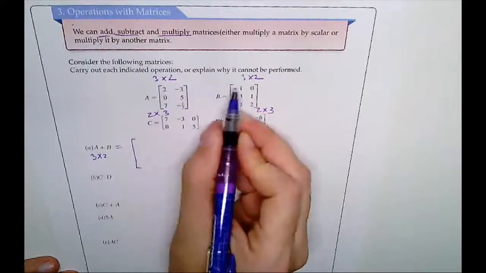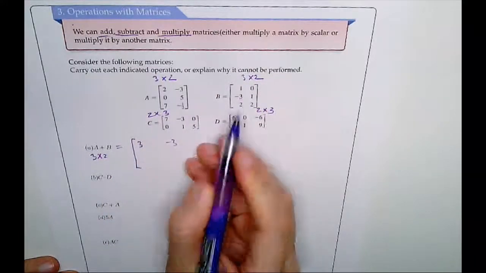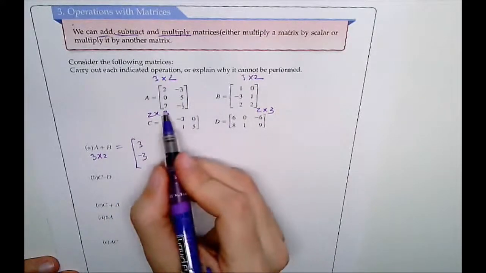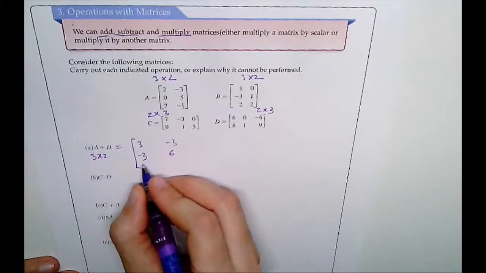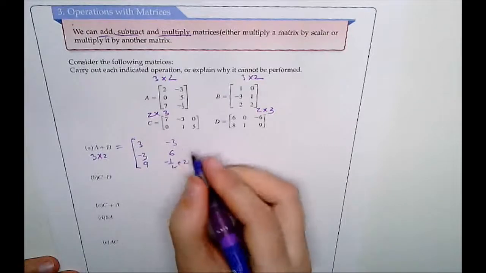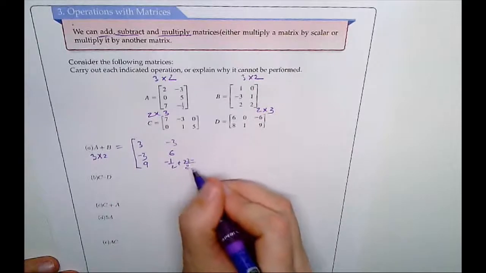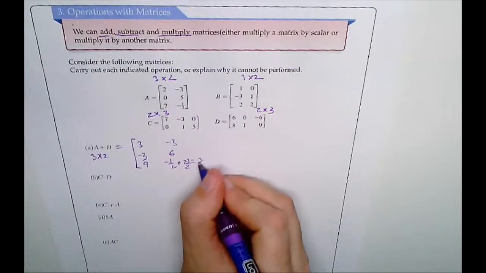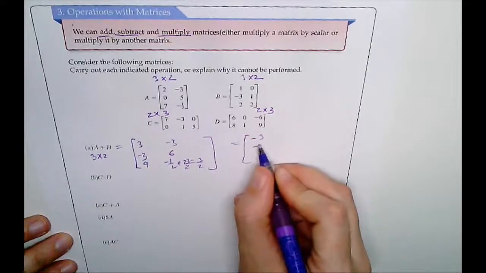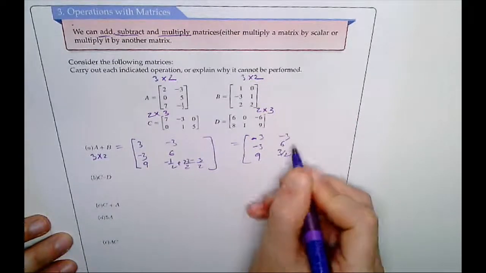So 2 plus 1 is going to be 3. Negative 3 plus 0 is going to be negative 3. And then 0 plus negative 3 is negative 3. 5 plus 1 is 6. 7 plus 2 is 9. And then negative 1/2 plus 2. What is that? If I multiply by 2 over 2, I have 4 minus 1, so 3/2. Okay, so A plus B is 3, negative 3, 9, negative 3, 6, and 3/2.